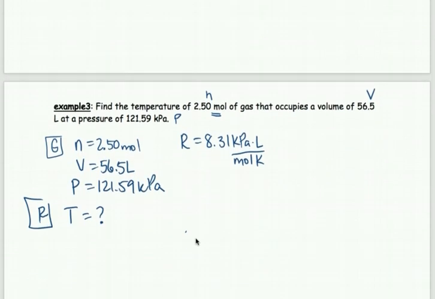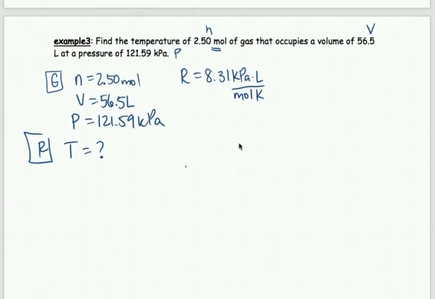Here's example 3. I've gone through and grabbed it from the previous question I did. We have to find the temperature, and we have the amount in moles. It has a volume of 56.5 liters and a pressure of this here, and we know the R value, that's a constant.